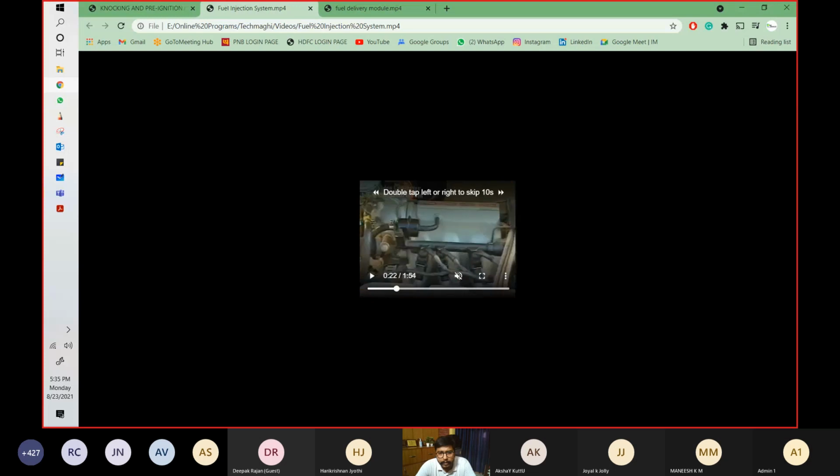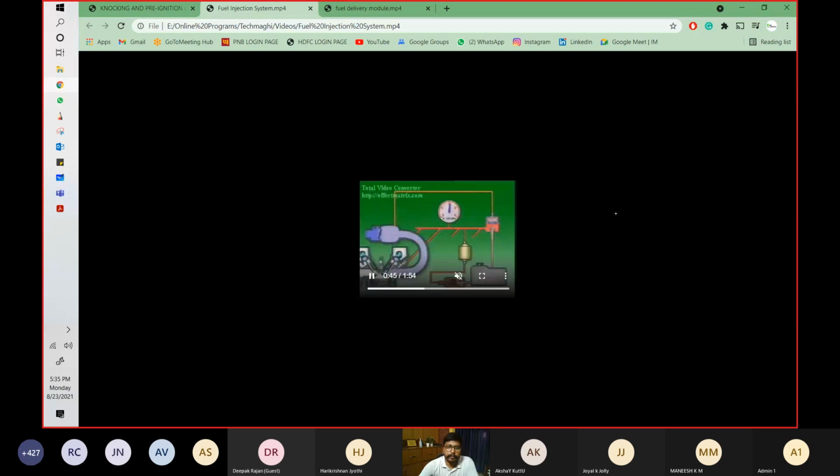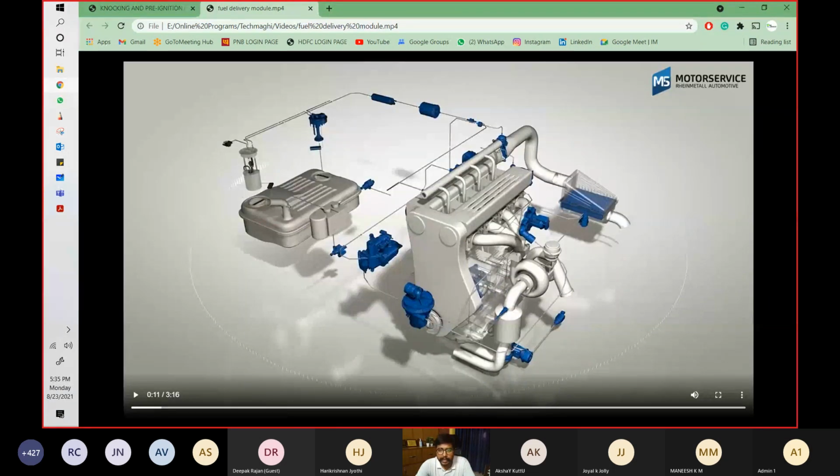This is where the injectors are placed, and this is how the spray happens. This is a spray of the fuel from the injector, and this comes inside the combustion chamber like this, as and when required. So it is controlled with the timing system, and it is electronically controlled also. It is controlled with the mechanical arrangements also.